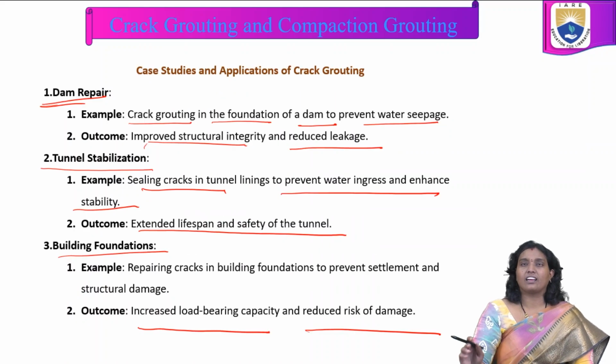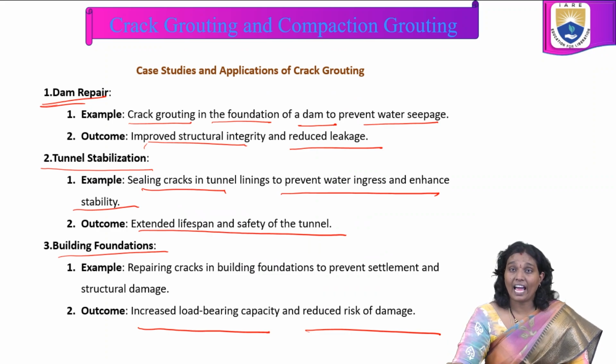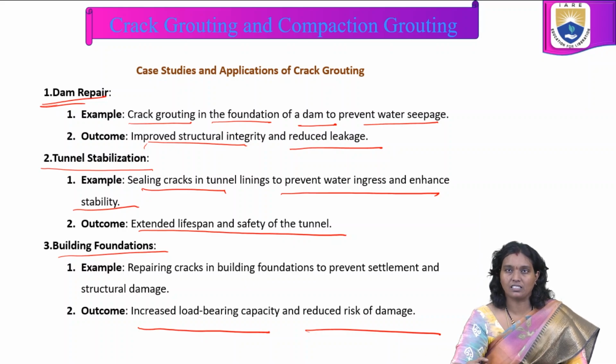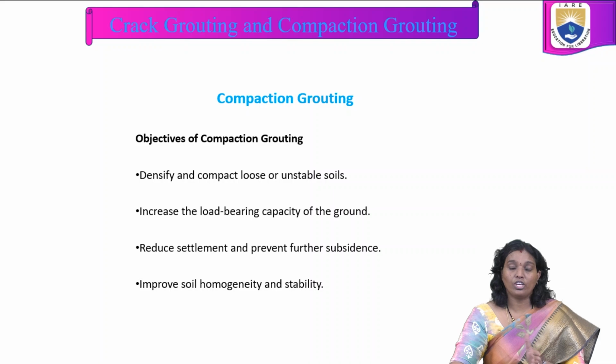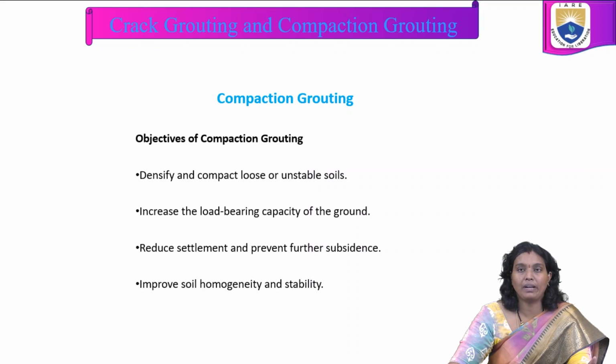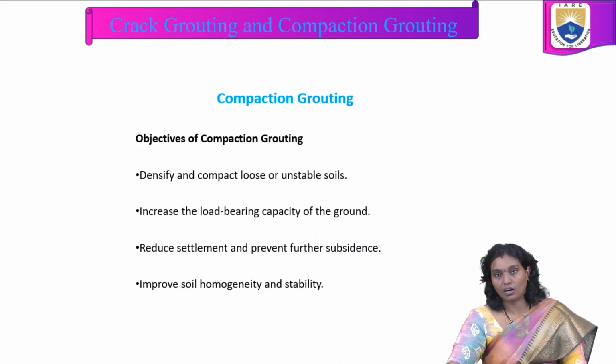So till now we understood the crack grouting objectives, what materials we are using, what the quality control tests are, and what the applications are. Now move on to compaction grouting. The objectives are to densify and compact loose or unsuitable soils, increase the load bearing capacity of the ground, reduce settlement and prevent further subsidence, and improve soil homogeneity and stability. These are the objectives for this compaction grouting.